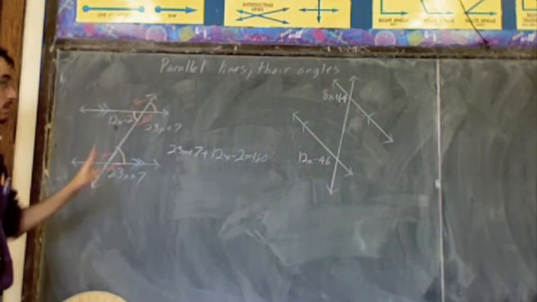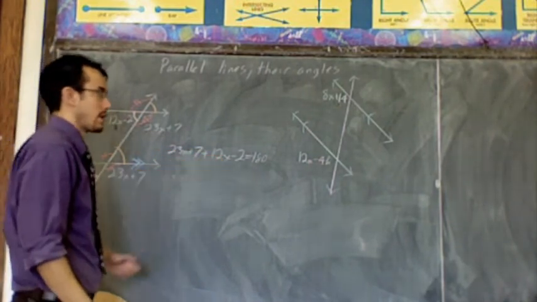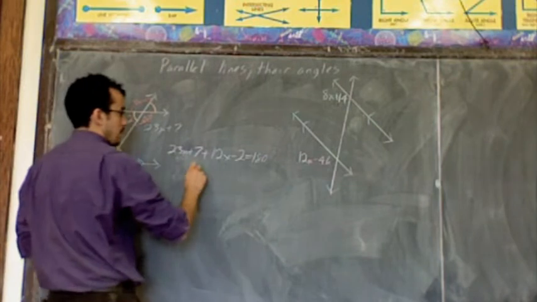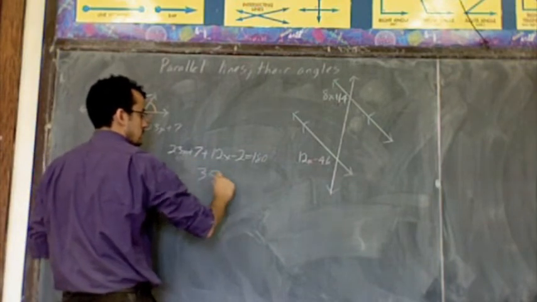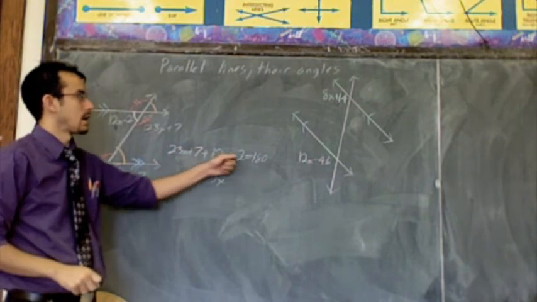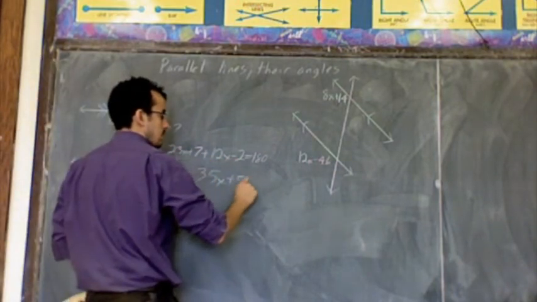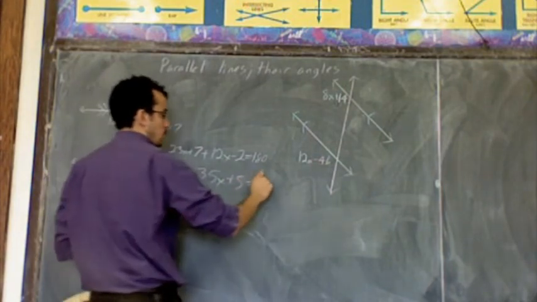Alright, so I've written down the equation, now it's time to combine like terms. 23x, 12x, if I combine them, I do get 35x. And then I look to my constants, I've got positive 7, I've got negative 2, 7 minus 2 is 5, so I get plus 5 there. And then I bring down the 180.